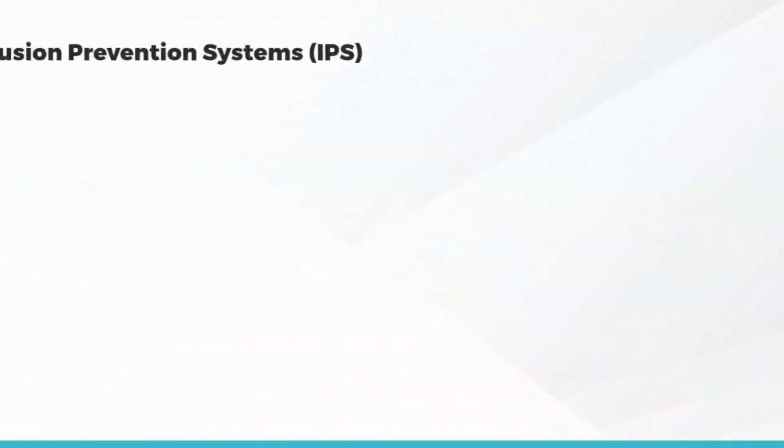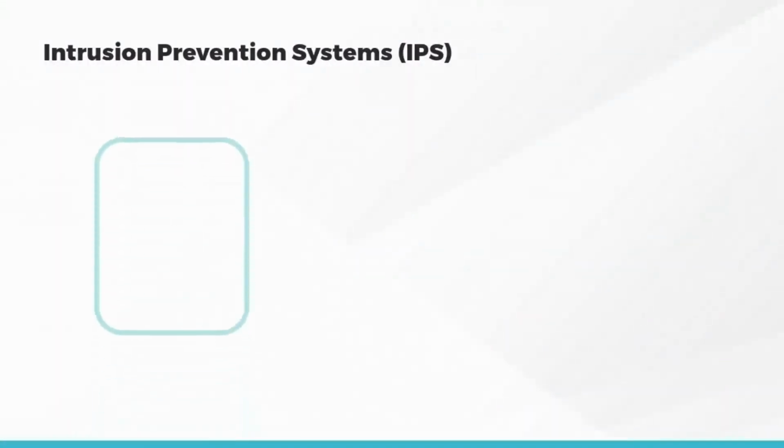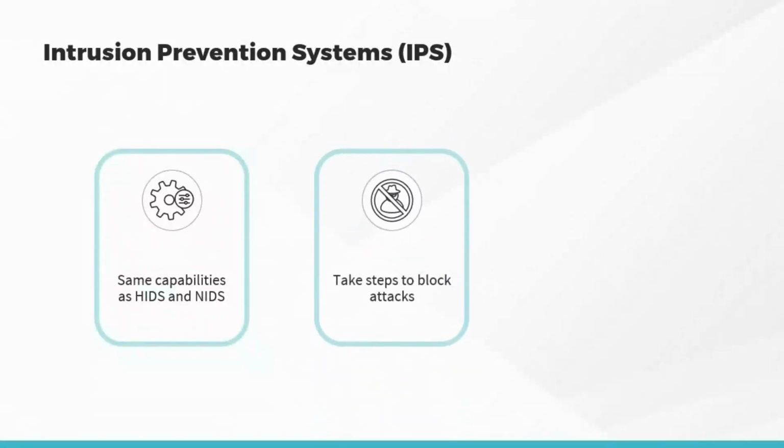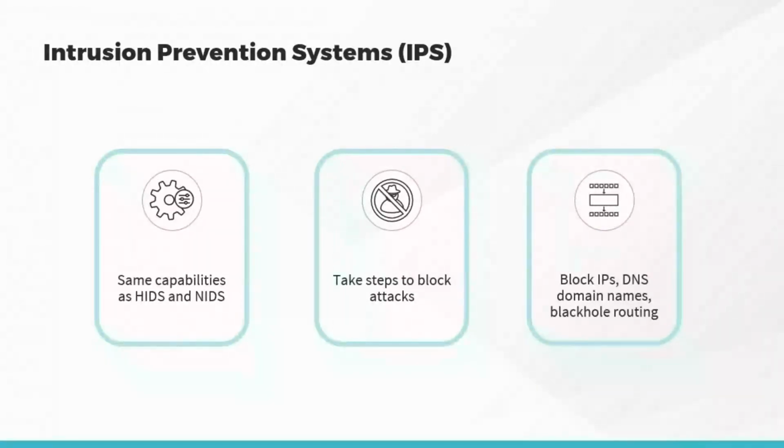But an intrusion prevention system, or an IPS, has the same capabilities as a host-based intrusion detection system and a network-based intrusion detection system. So HIDS and NIDS. But it can also take steps to block attacks, and that's where an IPS differs from an IDS. So it can block based on things like IP addresses, DNS domain names. It can enable black hole routing for excessive traffic, so that it ends up being discarded.